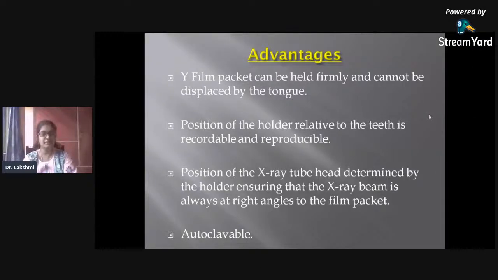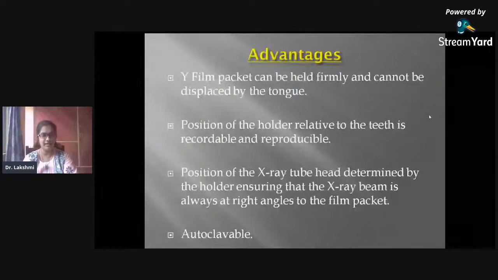The position of the holder relative to the teeth is recordable and reproducible. The position of the X-ray tube head is determined by the holder, ensuring that the X-ray beam is always at right angles to the film packet, and it is autoclavable. Basically, so that the film does not move, we use these holders and devices.